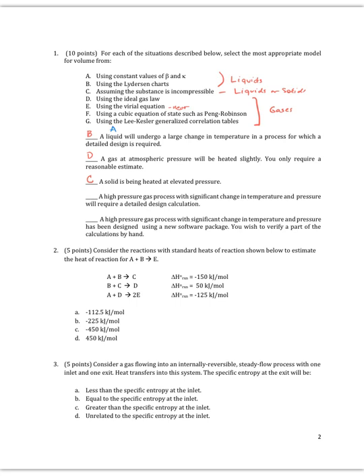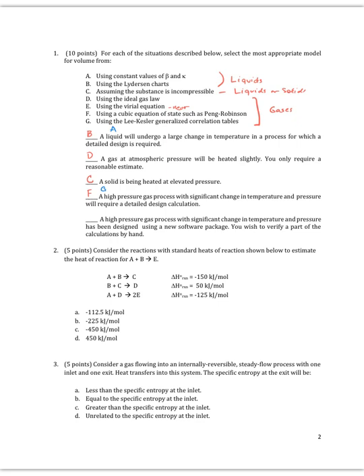The next one is a high pressure gas process with significant change in temperature and pressure. I need something that's going to account for big changes in T and P, and I'm doing this in a detailed design calculation. It's high pressure, which means it's not likely to be ideal gas-like. Since I need a detailed design, really I'm looking for F as the answer. I also accepted G, the Lee-Kessler. It's not quite as good, but it's okay.